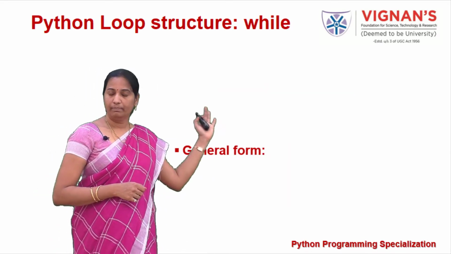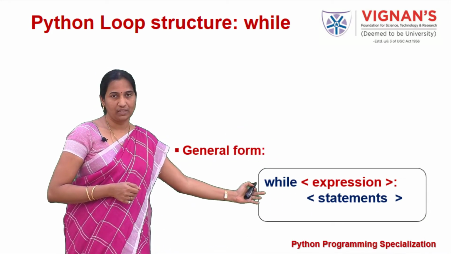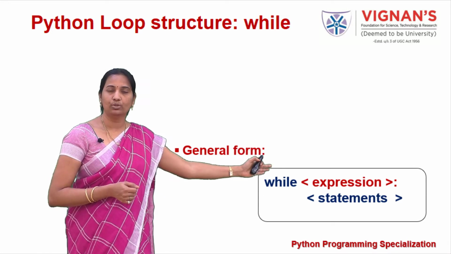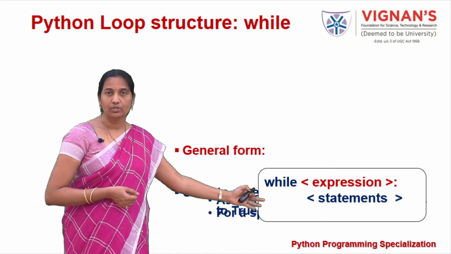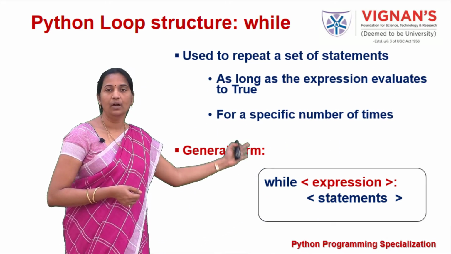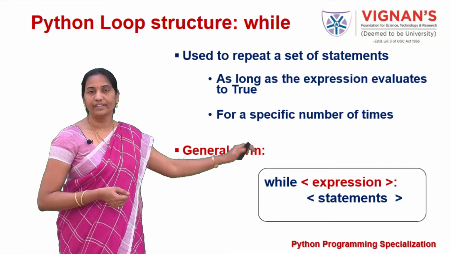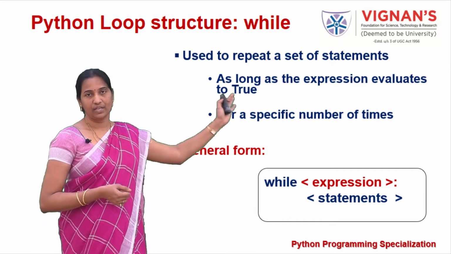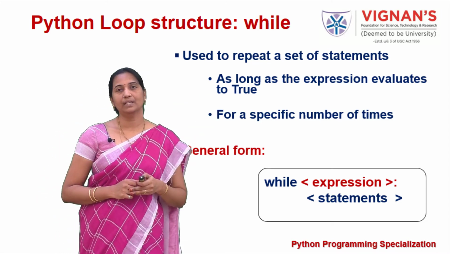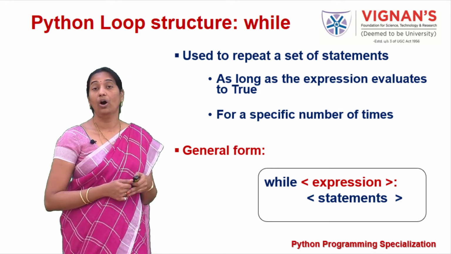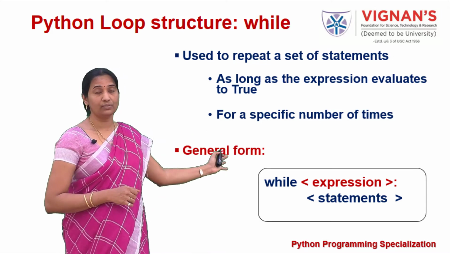If you observe, the general form of the while loop is: while, expression, and a set of statements. Whenever the expression evaluates to true, I want to execute the statements placed inside the while loop. There should be an indentation between the while and the set of statements placed as part of the while loop. This is used to repeat the set of statements, and the repetition can happen in two different ways. In the first case, we can repeat the statements as long as the condition is satisfied, or we can repeat the statements a certain predefined number of times. In both cases, we can use the while loop.